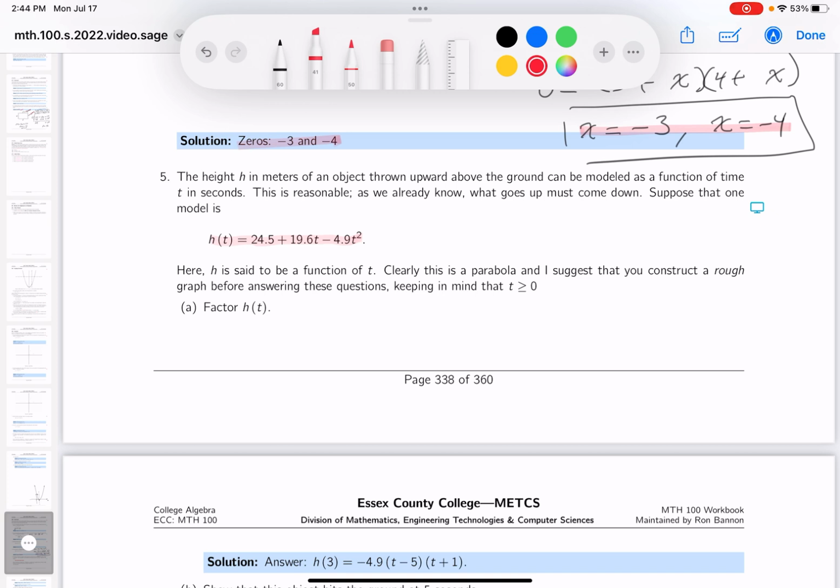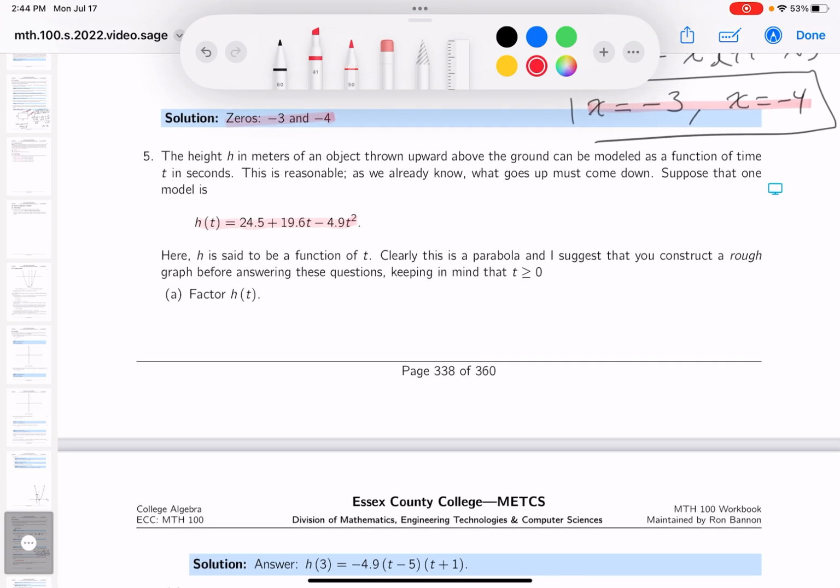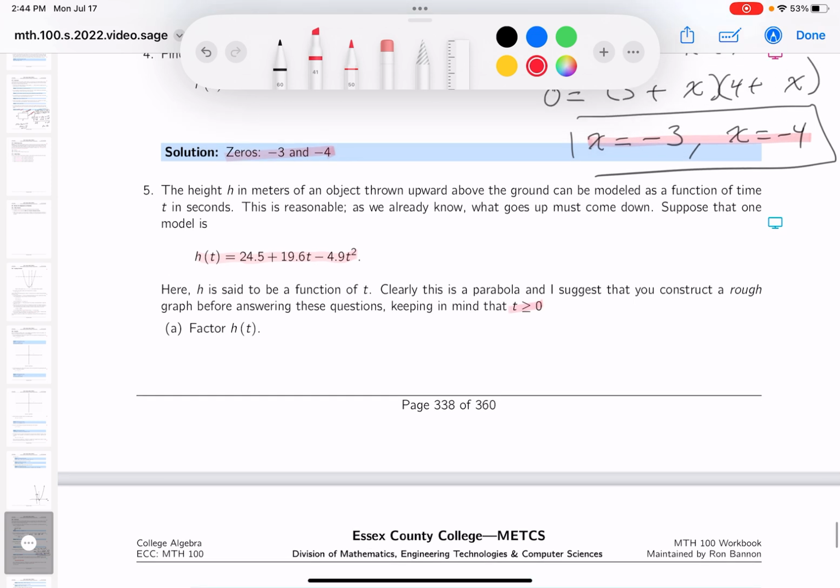It says h is said to be a function of time. Clearly this is a parabola, and it suggests that you construct a rough graph before answering these questions. Keep in mind that time needs to be positive. I should say non-negative. All right? So what I want to do is what I've always been doing, axis of symmetry. I know they switch the letters around, and that's often confusing. And as I do that, I want to point out this will be t, and this over here is actually going to be h of t.